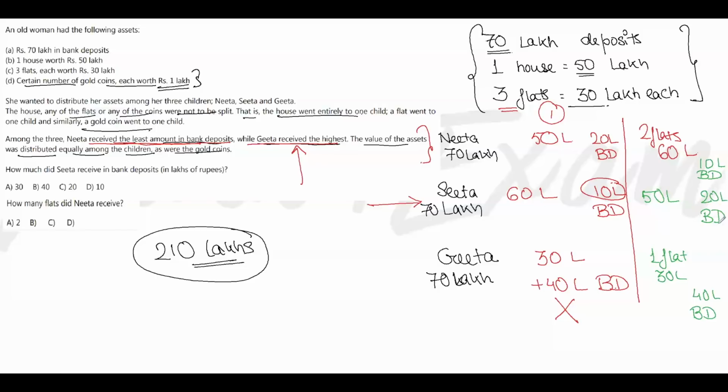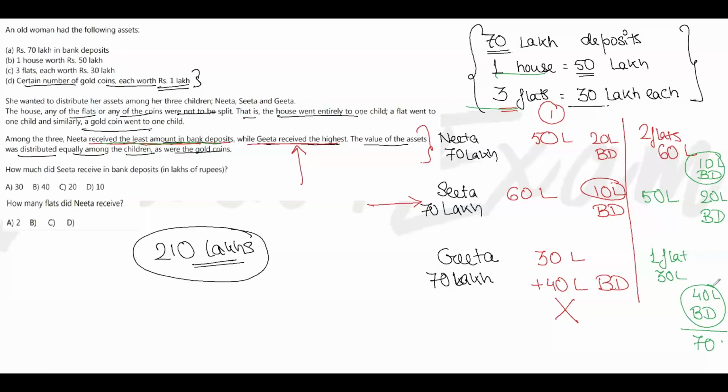So if you add these up, I will be having 70 lakhs as bank deposits, and also all the other properties, that is the 3 flats and the 1 house, are sorted between the 3 of them. And we have also maintained this condition that was given in the question, that Nita received the least, that is 10 lakhs, and Geeta received the highest, that is 40 lakhs.